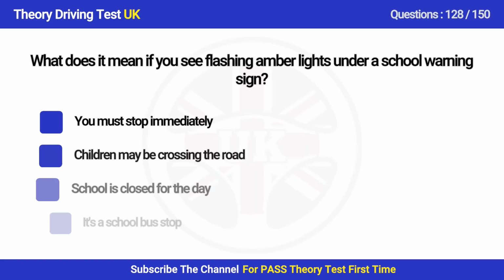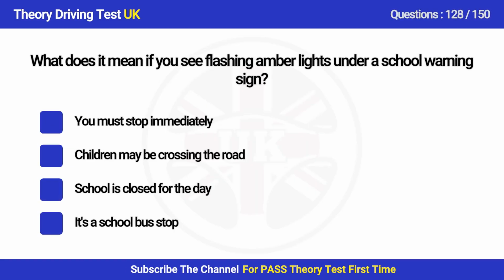Question 128. What does it mean if you see flashing amber lights under a school warning sign? A. You must stop immediately. B. Children may be crossing the road. C. School is closed for the day. D. It's a school bus stop.